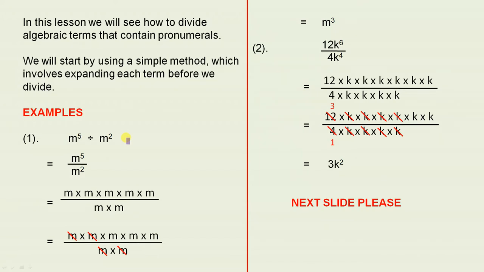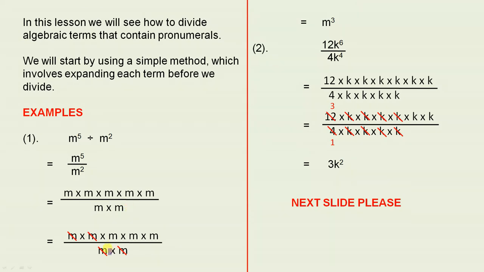M to the power of 5 divided by m squared. So that's another way we can write it. So we have a numerator and a denominator. Now m to the power of 5 can be written this way. M squared can be written that way. Now the next step is very important.